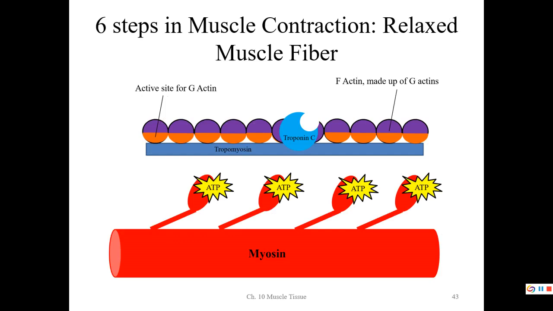Okay, so let's take a look at it. So right here we have a thin filament. We have G-actin with its active sites, and we have tropomyosin and troponin C. Okay, we have myosin heads in their high energy conformation on myosin. These heads are loaded with ATP. They're full of nervous energy for their date.